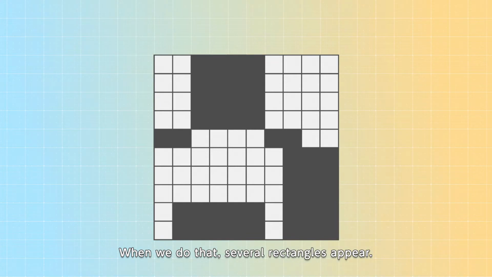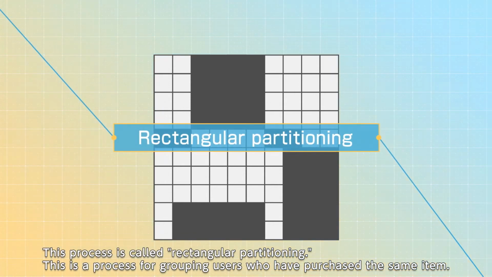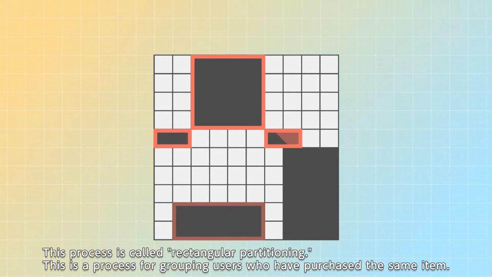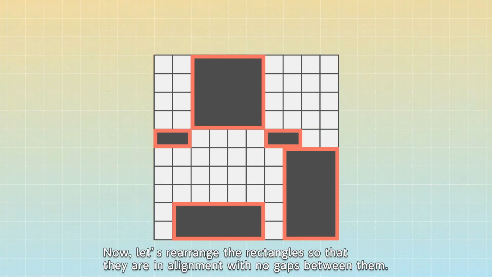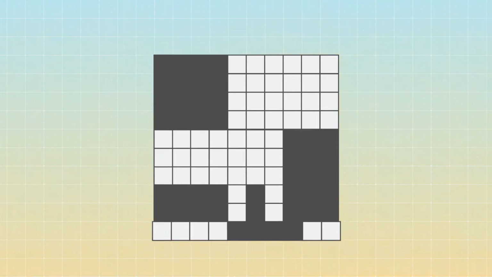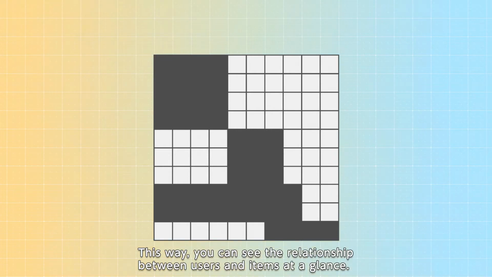When we do that, several rectangles appear. This process is called rectangular partitioning. This is a process for grouping users who have purchased the same item. Now, let's rearrange the rectangles so that they are in alignment with no gaps between them. This way, you can see the relationship between users and items at a glance.